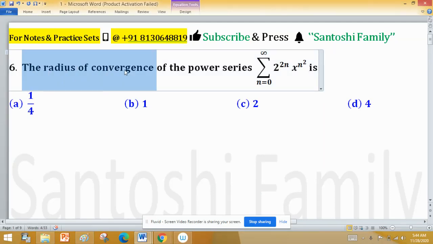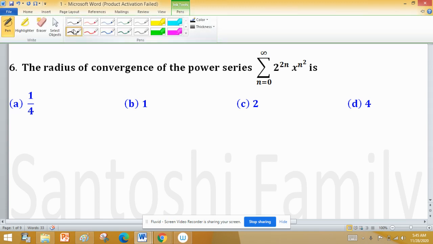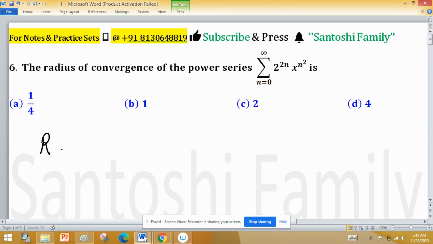The radius of convergence of the power series summation from n = 0 to infinity of 2 raised to the power 2n x raised to the power n square is? Four options are given to us and we have to find the radius of convergence. So normally we have two formulas that we use to find the radius of convergence.